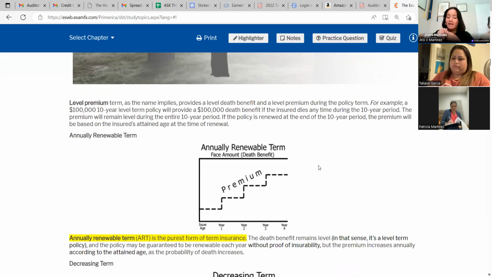The death benefit remains level. So your death benefit does not change. If you have a 500,000 policy or a 350 or 150, that benefit does not change. That's what makes it a level term, even though every year the premium is changing. The policy may be guaranteed to be renewable each year without proof of insurability, but the premium increases annually according to attained age. So this year I'm paying a premium of 35. Next year I'll pay a premium of 36. The following, 37. So that's changing every year because I'm renewing my insurance every year. However, my death benefit is still the same.